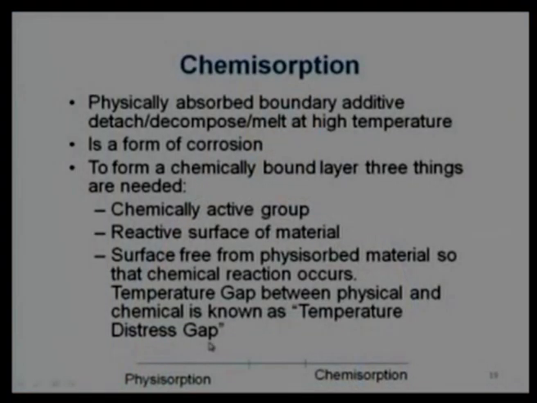We may use a composition with an active group for physical adsorption at low temperature, and another group at high temperature. So, two different groups are used. In that case, it is quite possible there will not be a temperature distress gap. It can be without that gap.